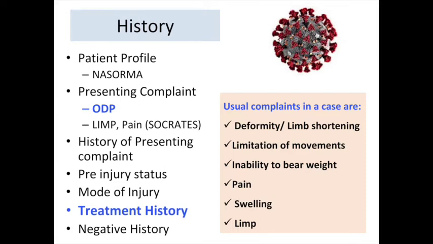For the presenting complaints, you need to know the onset, the duration, and the progress. And the two main presenting features in a malunited trochanteric fracture would be a limp, and the second one may or may not be pain. So the usual complaints in malunited trochanteric fractures are a deformity or a limb shortening. There may or may not be some amount of limitation of movements. There might be inability or difficulty of bearing weight. Pain may or may not be there.